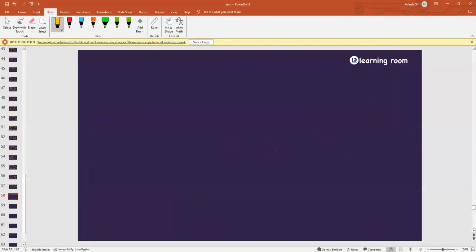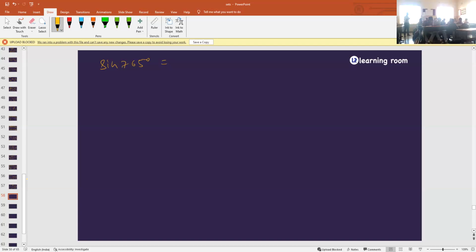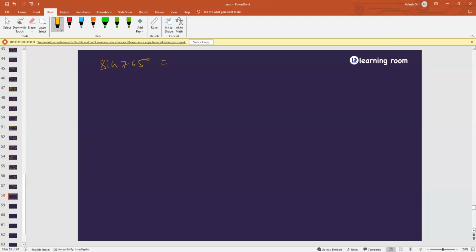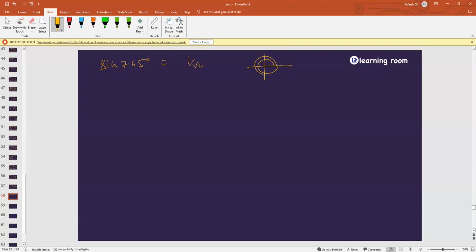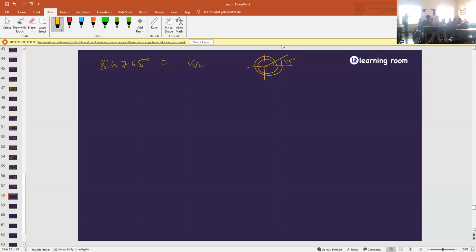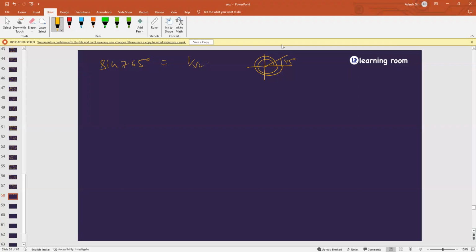Do one more. Sine of 765 degrees. How much? 1 by root 2. Correct. It is just 2 revolutions, 720 degrees plus 45 degrees. 765 degrees is in the first quadrant. Got it?